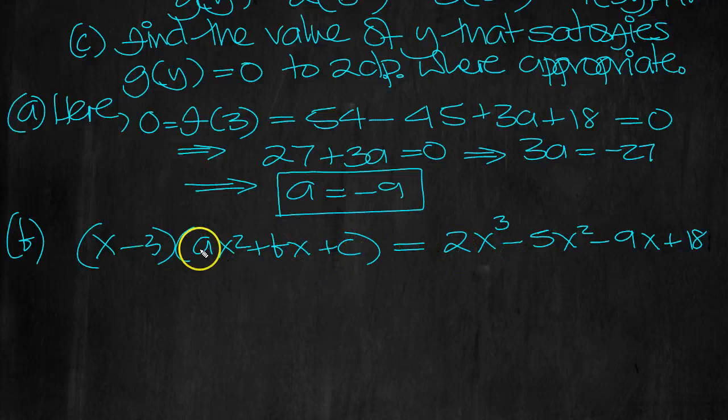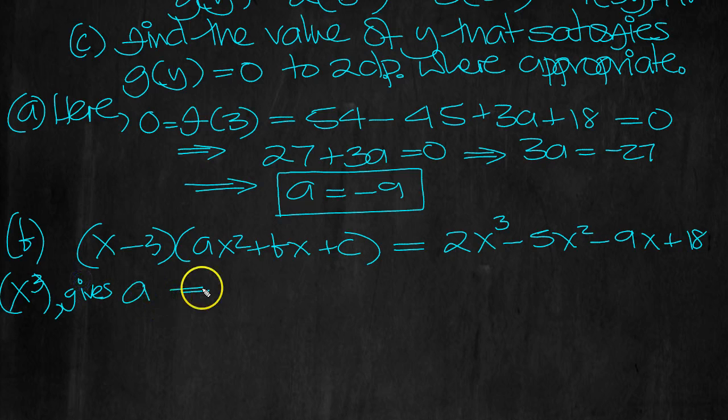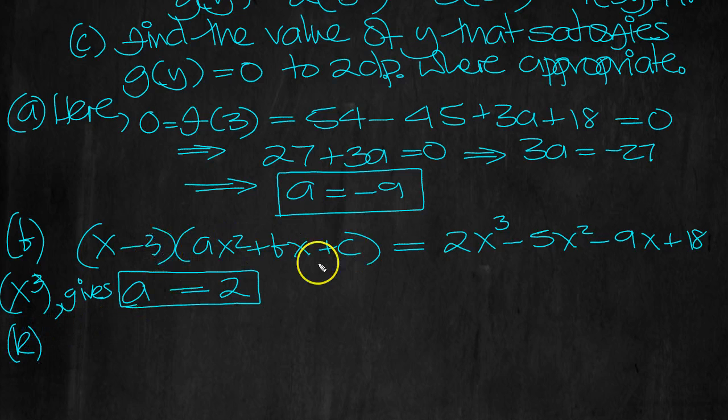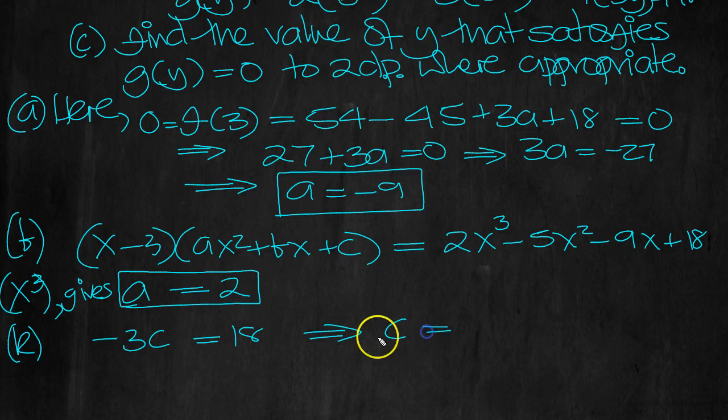Okay, so what will a be? Well, we can see equating x cubeds both sides, there's going to be a lots of x cubed, gives a equals then, x cubed on this side is 2. And then we'll equate constants next. That's the next easiest thing to do. Minus 3c on this side is equal to 18 that side. c is equal to 18 over minus 3, which is minus 6.